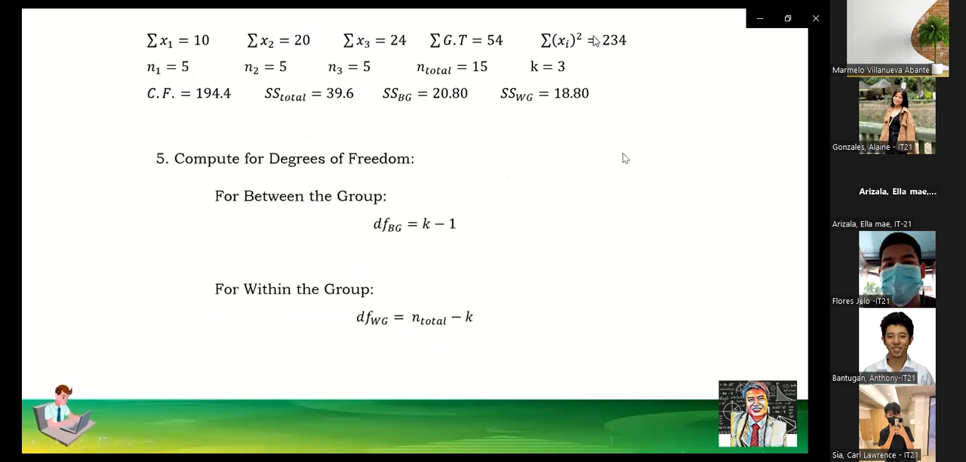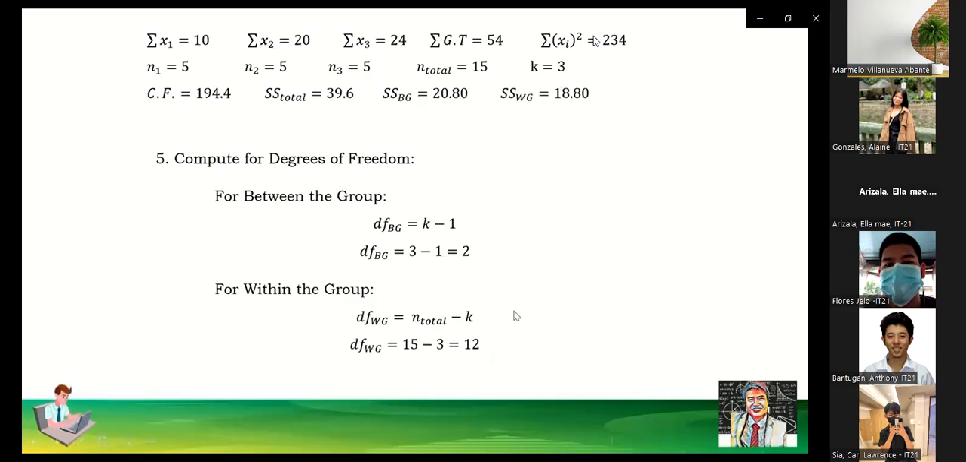Next natin is compute the degrees of freedom dun sa dalawa. Okay? Meron tayong dalawang degrees of freedom. Pinakita ko na sa inyo dun sa table, dalawang degrees of freedom natin, which is BG and WG. BG is K minus 1. K stands for number of categories or number of groups. So, meron tayong 3 groups, minus 1 gives us 2. Next is N total minus K, which is 15 minus 3 gives us 12.